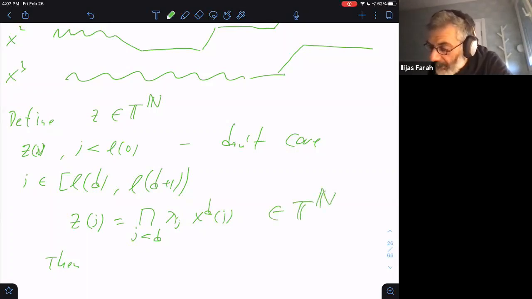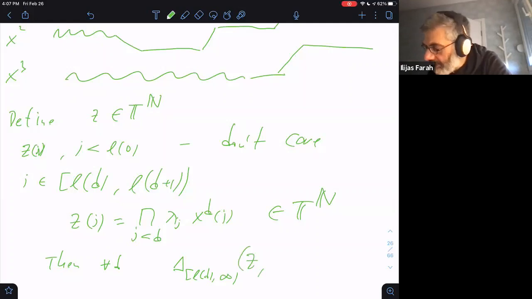All right. Now then, what do we have? Well, for every d, if you look at delta from L of d to infinity of z, and actually for every d less than d prime, let's be even more precise, this is less or equal than 2 to minus d. Right. So z works for all of them.